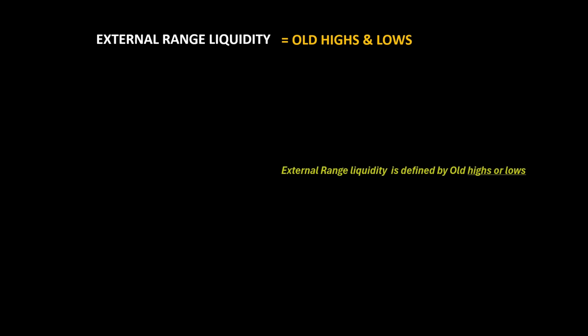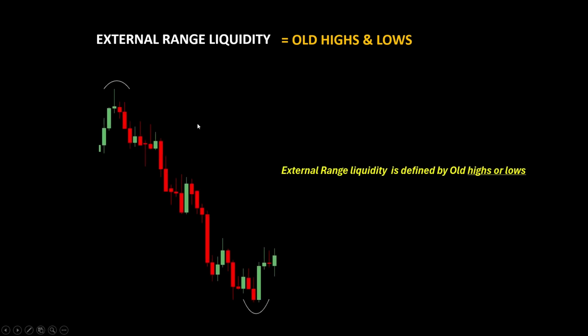So now let's understand what external range liquidity is. External range liquidity is going to be our old high, old low. Basically the high point of the market and the low point of the market, the swing high and swing low, we will call external range liquidity. So it is going to be our old high and old low. Here you can see one example: we have this old high, and we have this old low. So this is going to be our external range liquidity.